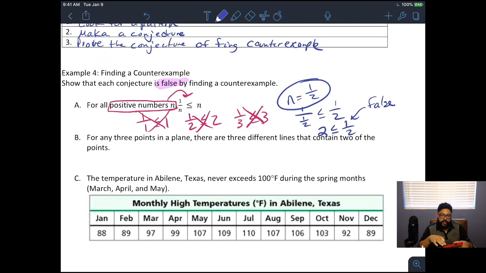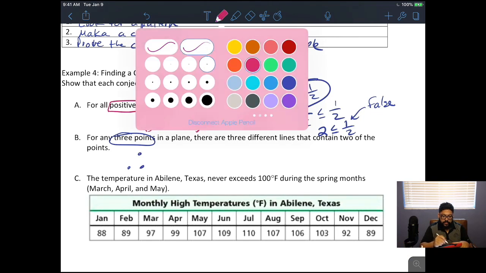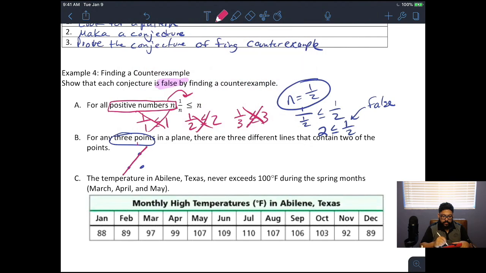For any 3 points in a plane, there are 3 different lines that contain 2 of the points. So I need to draw 3 points in a way where there are 3 different lines that contain 2 of the points. Okay, so let's think. So if I draw 1, 2, 3 points here, like this, I have 1 line, 2 lines, 3 lines. So that makes it true.